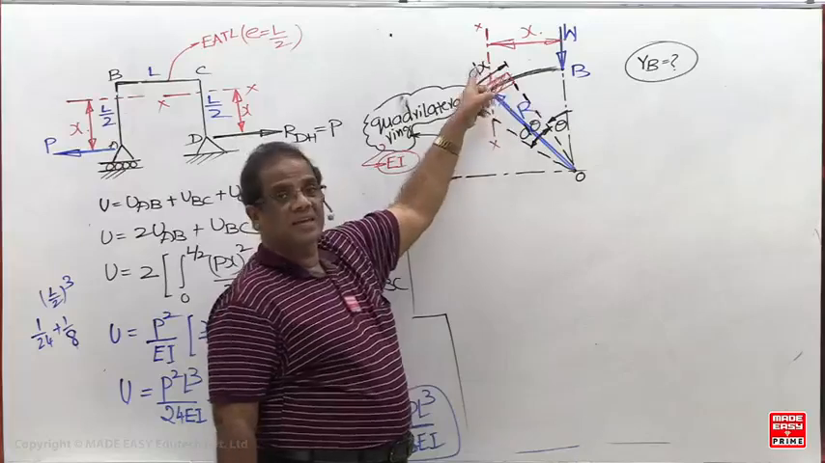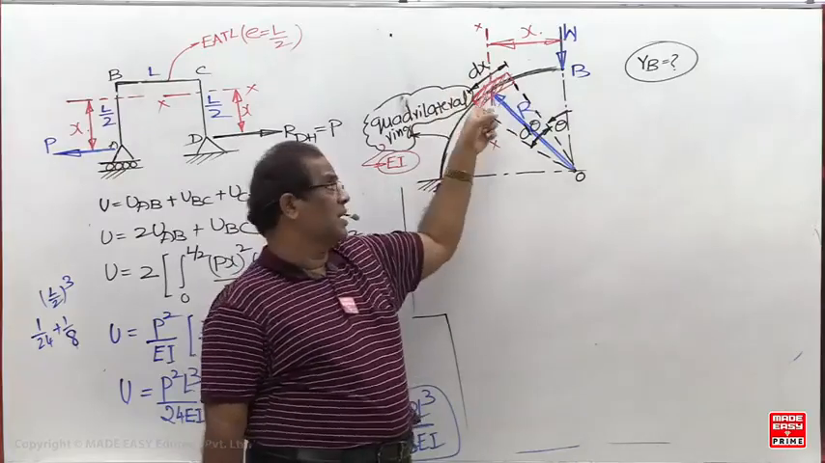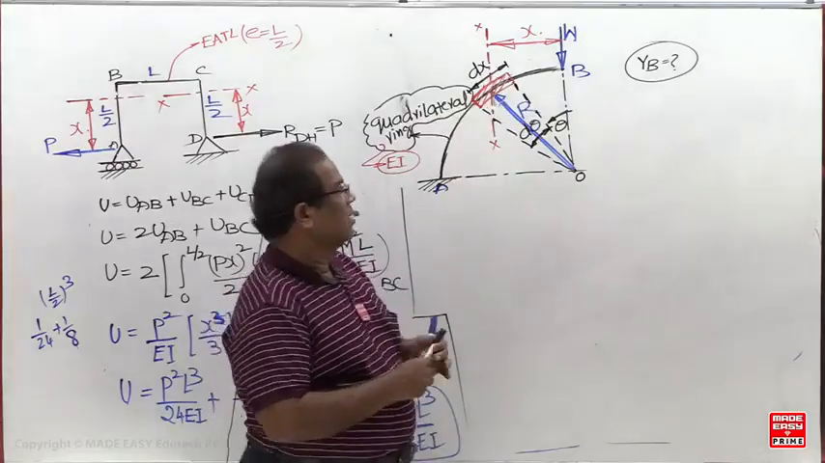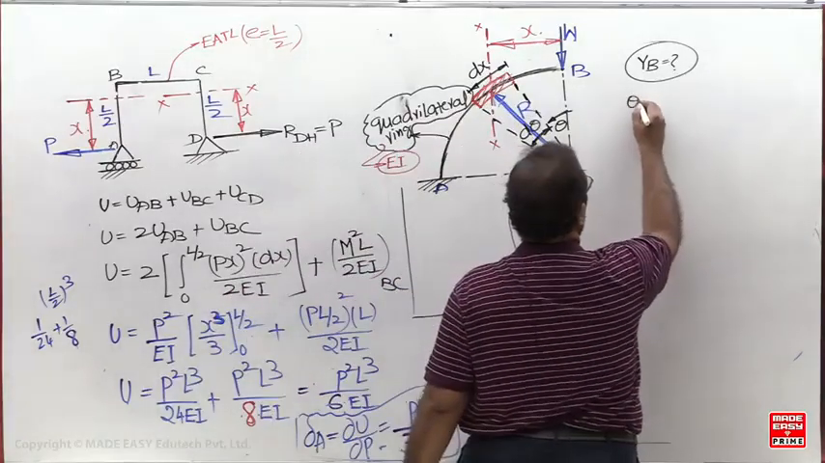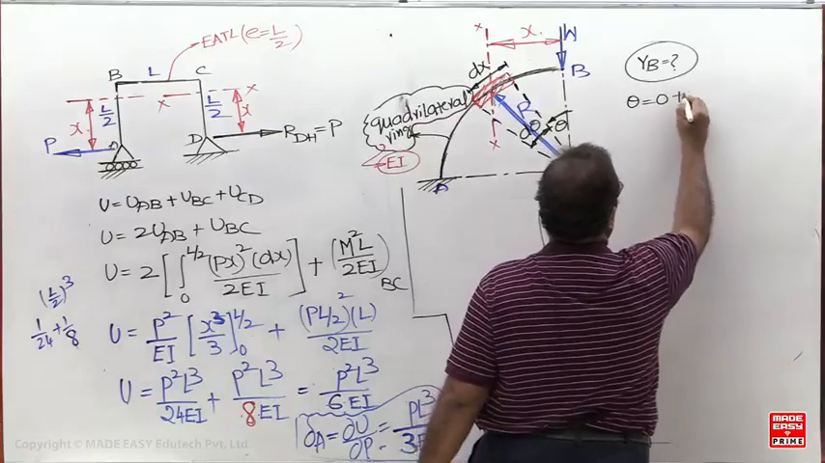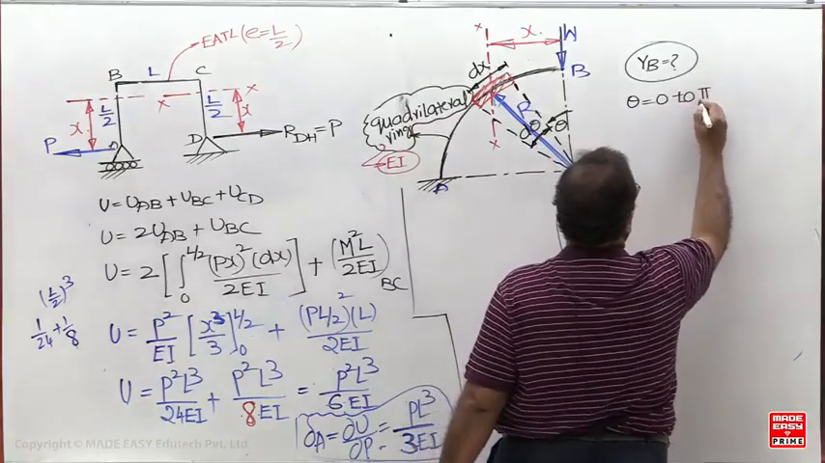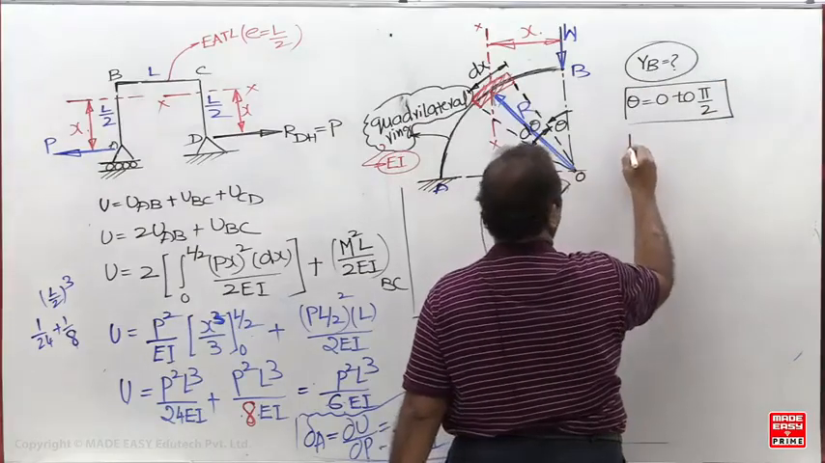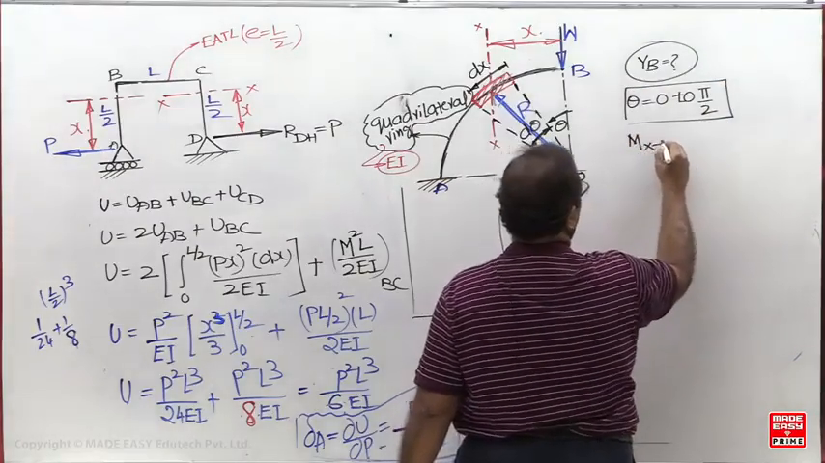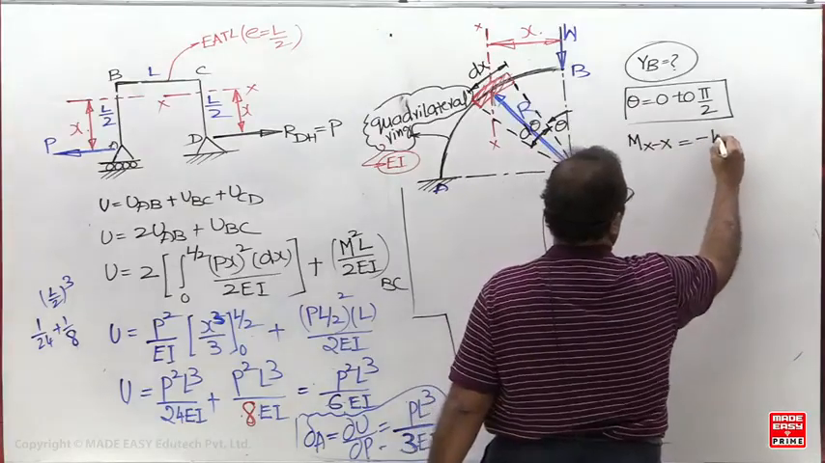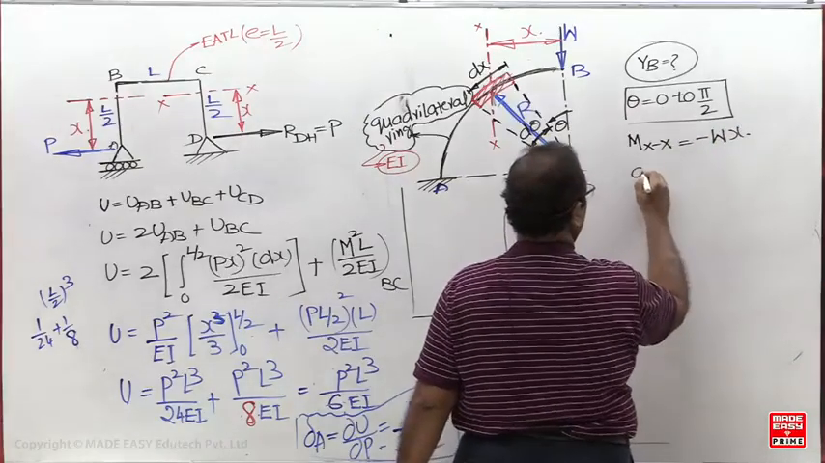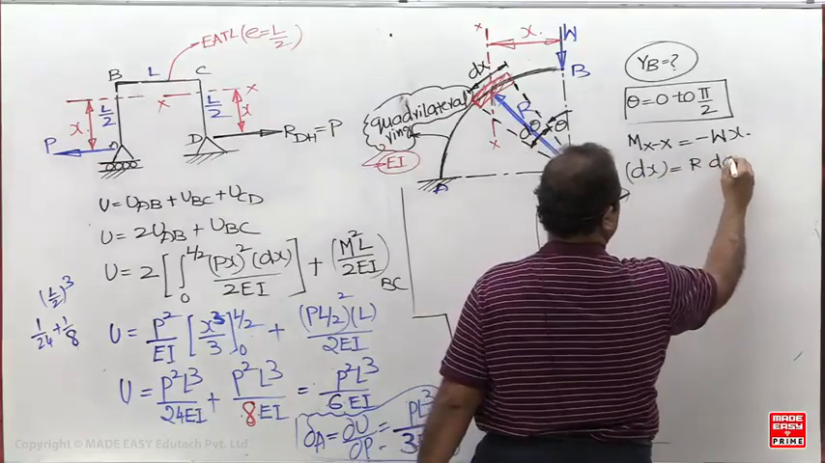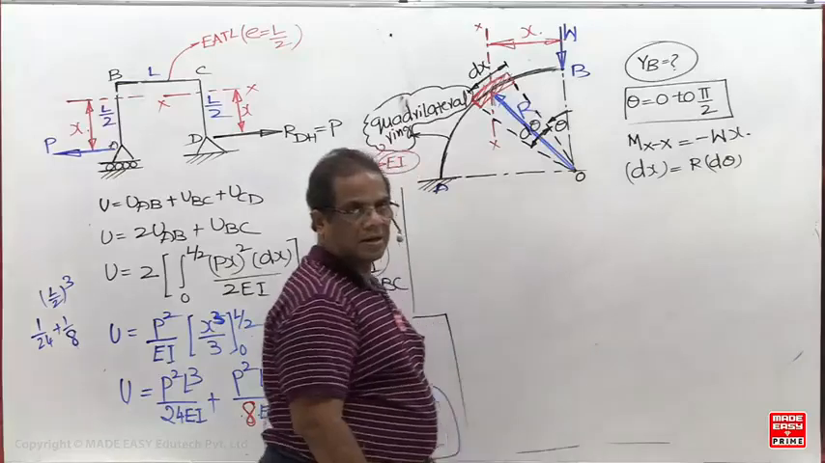Now what is the strain energy of the strip? Mxx whole square dx upon 2. But what is the length of the strip? The arc length is R d theta. So what is the limit for theta here? If a semicircular ring is given, limits are 0 to pi. Now what is the bending moment at xx? What is the length of the small strip? R d theta.